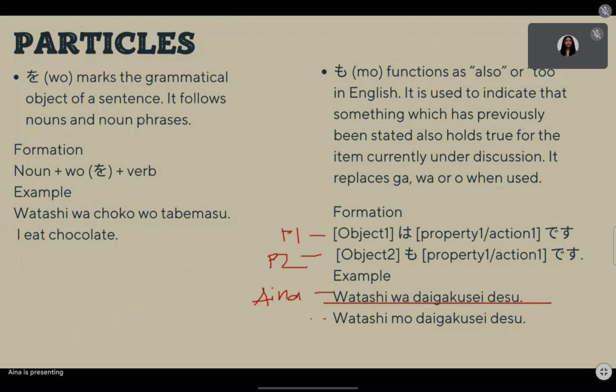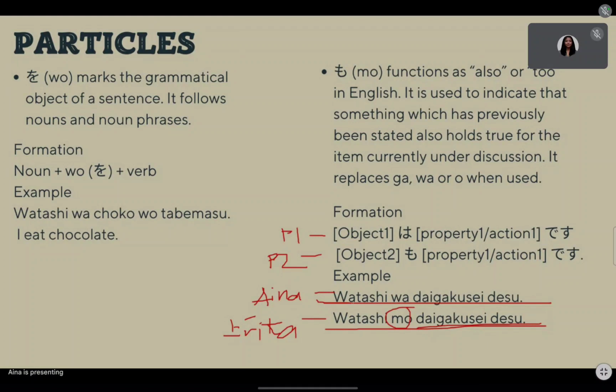Kasama kayo ni Erika. Daigakusei din siya. Kaya ang sasabihin niya is watashi mo daigakusei desu. I am also a college student. Yan si mo. Kapag kaparehas kayo ng sasabihin, kunyari sa restaurant, ice cream desu.